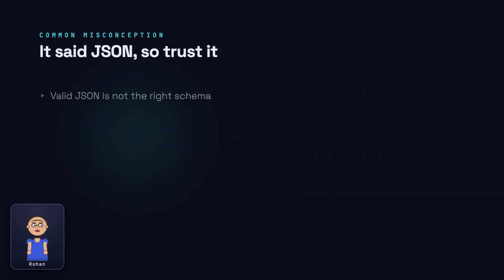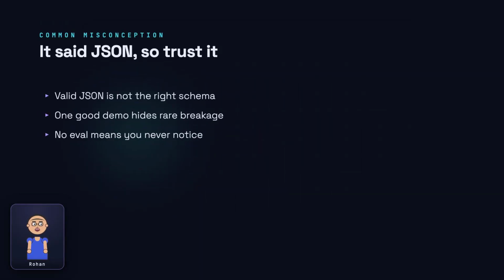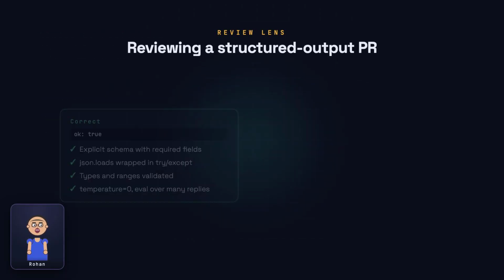The classic mistake in a pull request: "the model returns JSON, so we are done." But valid JSON can still have missing keys or wrong types, and it works in the demo precisely because breakage is rare, not absent. Without a schema check and a small eval set over many replies, that rare failure ships straight to production. So here's your review lens.